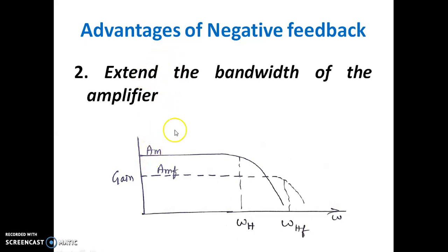And when you provide the negative feedback, you can see the gain is reducing. More than that, what we are looking at is extended bandwidth. So bandwidth of the amplifier which was there at omega h will go to omega hf. So this omega hf corresponds to the bandwidth after feedback. So you can see the bandwidth which was there at omega h will go to omega hf. So this is what we call extension of the bandwidth of an amplifier due to negative feedback.